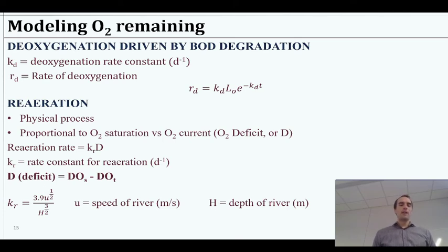It's 3.9 times u, which is the speed, to the 1/2 power, divided by the height of the water column to the 3/2 power. So just kind of arbitrary. It's just that it seems to fit. So we have that equation. Okay, so if we know something about the height, or the depth rather, and the speed of the river, we're good to go.